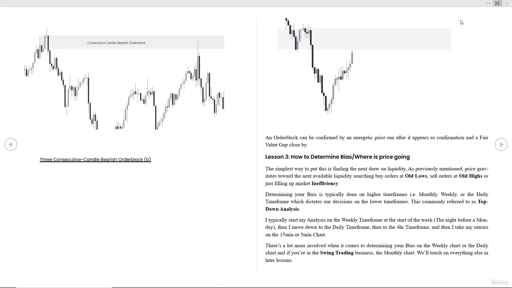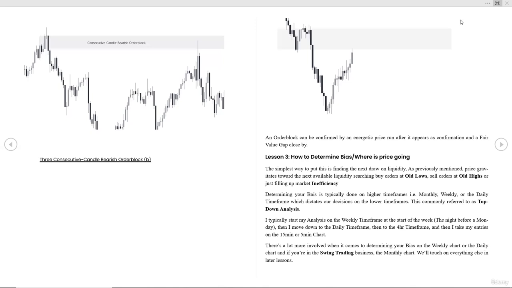But right here, this lesson is basically telling you how to determine bias on the higher time frame. You know, when you get on your chart, you typically start your analysis on the higher time frame. The first question you want to ask yourself is, where is price going? When you get on the weekly chart, you want to ask yourself, where is price going? When you get on the daily chart, you ask yourself, where is price going, right? So that's basically what this lesson is about. There's a lot more involved when it comes to determining your bias on the weekly chart or the daily chart. And if you are a swing trader, the monthly chart. We'll touch on everything else in later lessons.